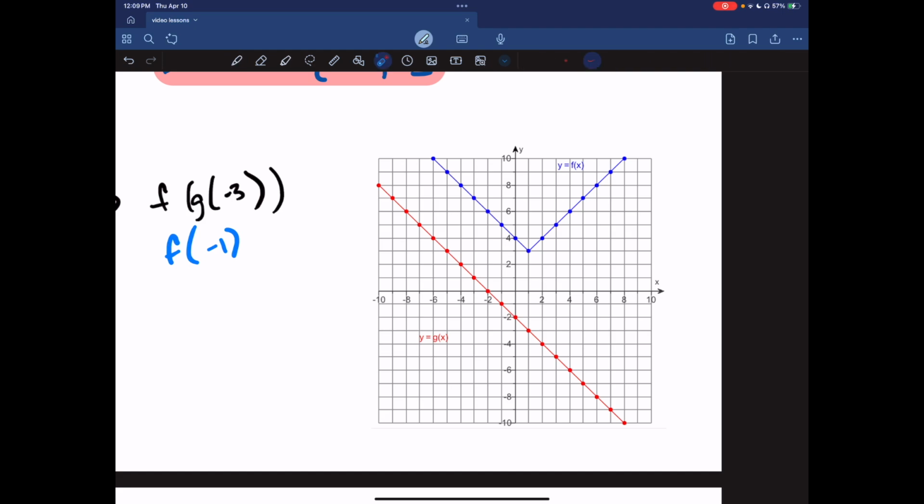Okay, so let me say that again. When x is negative 3, g is, oops, this should be positive 1. When x is negative 3, the function g is at positive 1. All right, so now I want to know what f of 1 is. Okay, and so when x is 1, f is 3. And so that's how you do that.